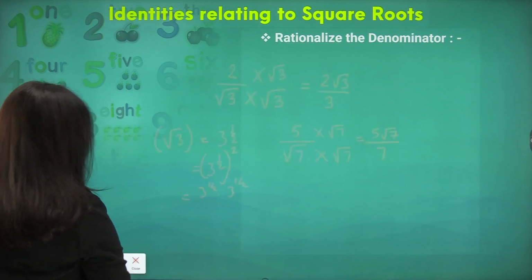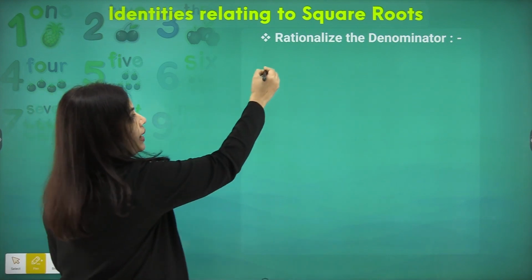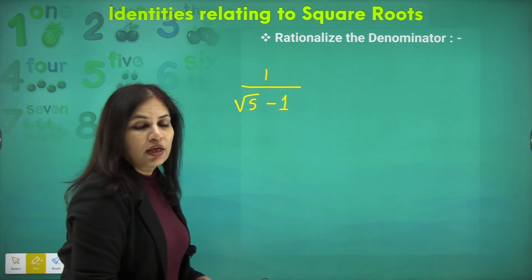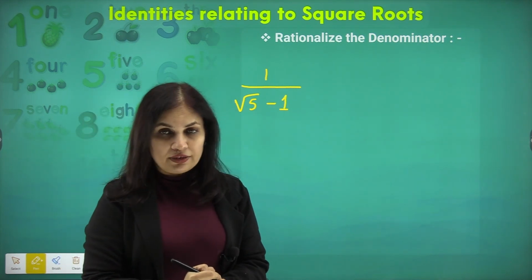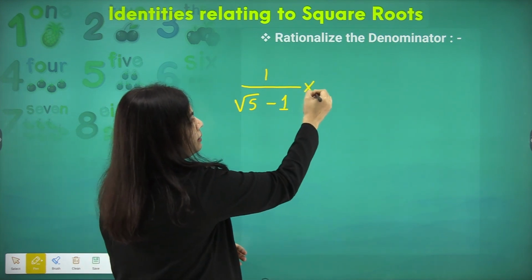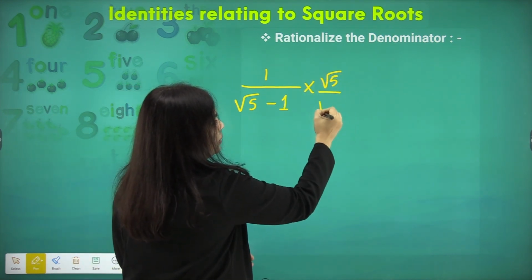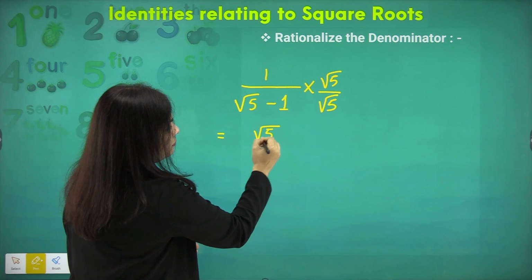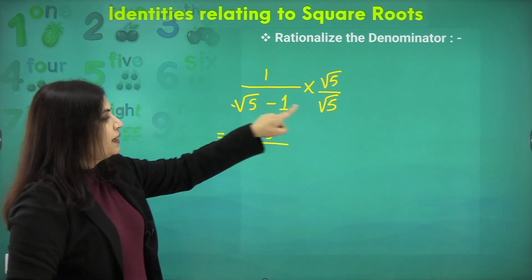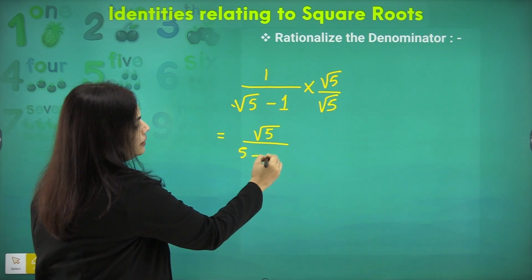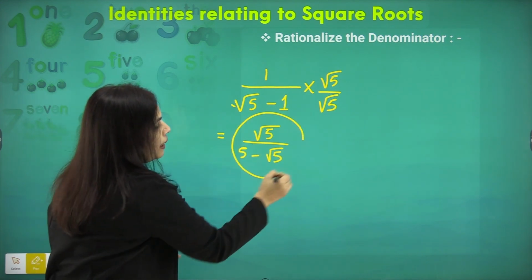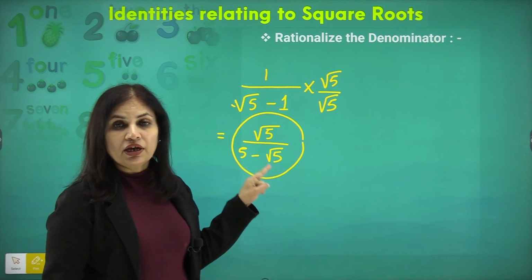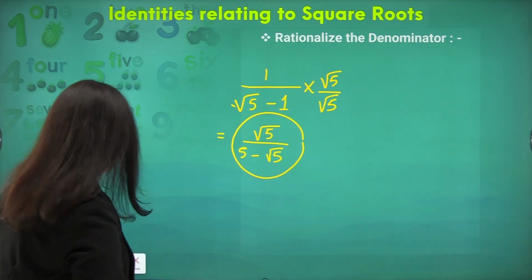But what if I have an expression like this? Suppose I have 1 upon root 5 minus 1. If I simply multiply by root 5, let us see what happens. If I multiply both the numerator and denominator by root 5, let us check what happens. I'll get root 5 upon, multiplying these two, I'll get 5 minus root 5. Still, my problem is not solved. It is not resolved because still I am having an irrational number in the denominator.